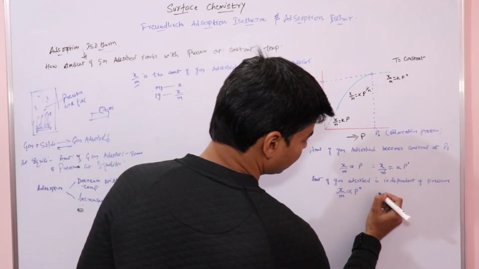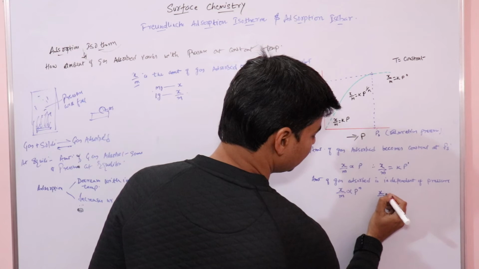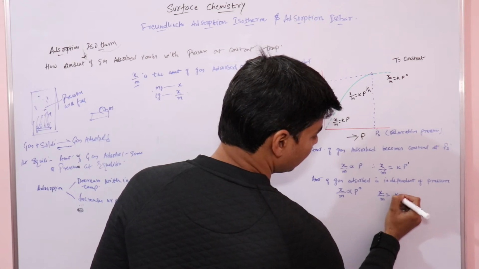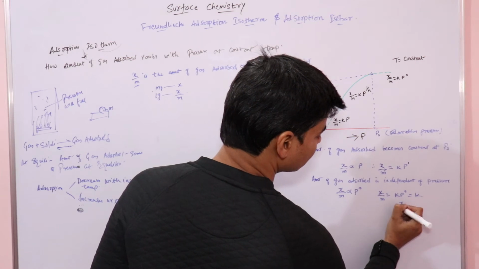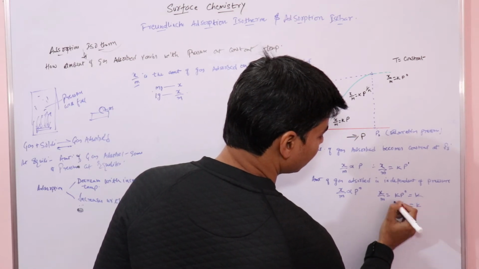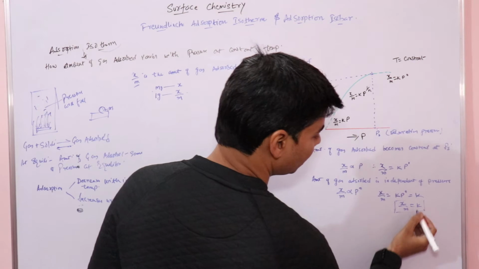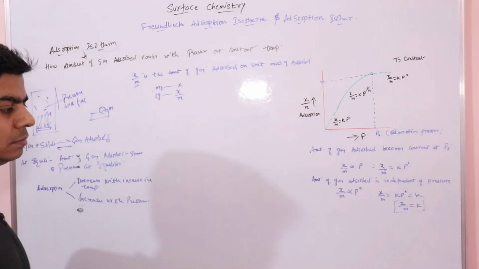So this will become x upon m is equal to k, since P to the power of 0 is 1. So x upon m is equal to k. This does not depend on pressure, right?